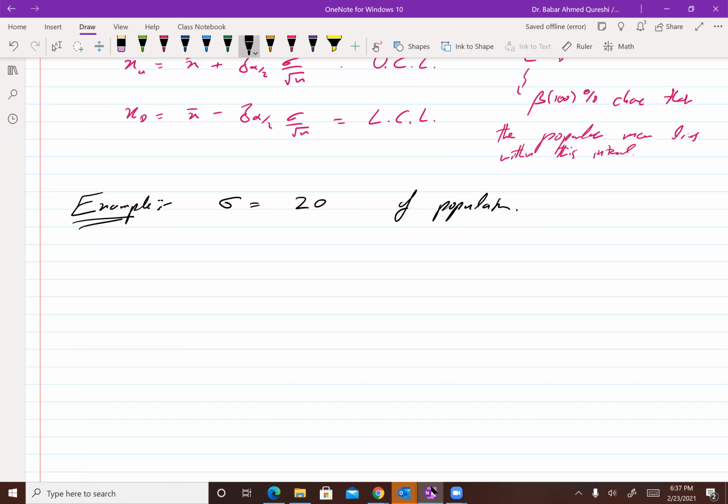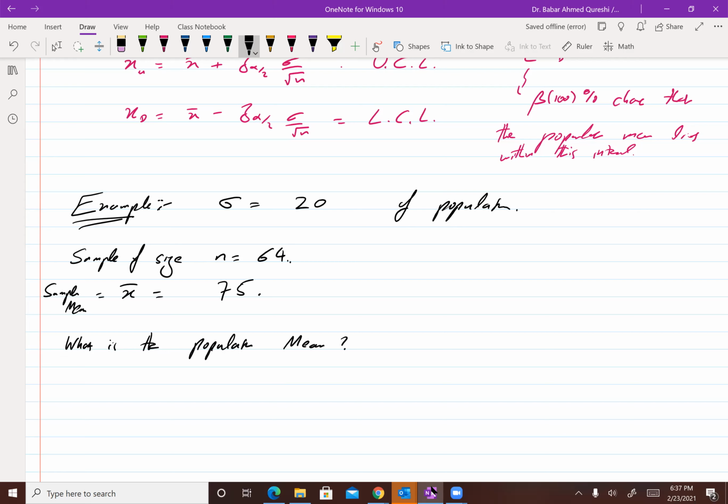And then you pick a random sample. You pick a sample of size 64. And now you compute, on this sample, the sample mean. And this turns out to be 75. What is the population mean?